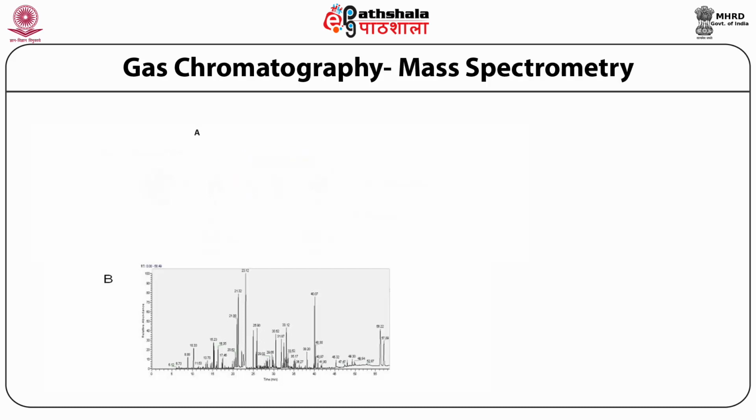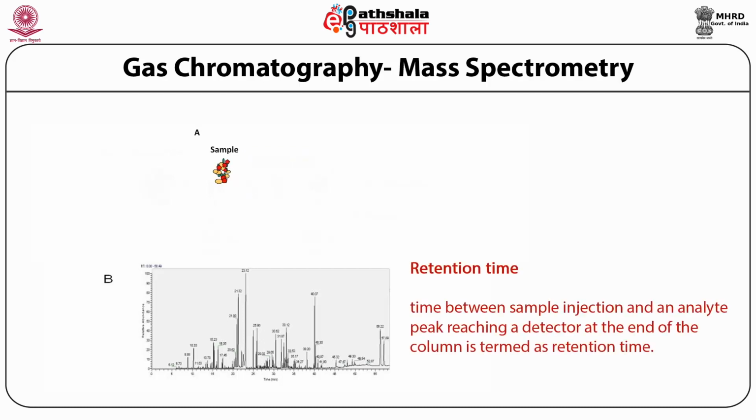So you can calculate the retention time or the relative retention time, which is defined as the time between sample injection and an analyte peak reaching a detector at the end of the column. In this situation, the red analytes will reach the detector faster, so they will appear first. The first peak that you will see in the chromatogram would be of these analytes, followed by the analytes represented in blue, which, since they have high affinity to the stationary phase, will elute later.